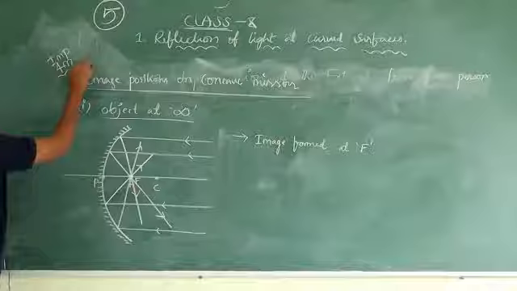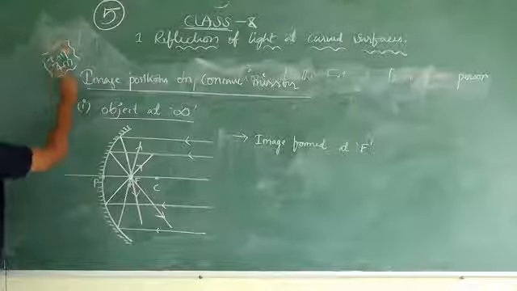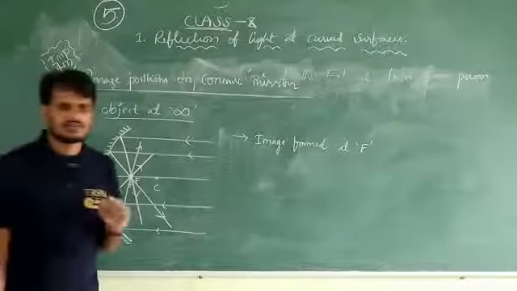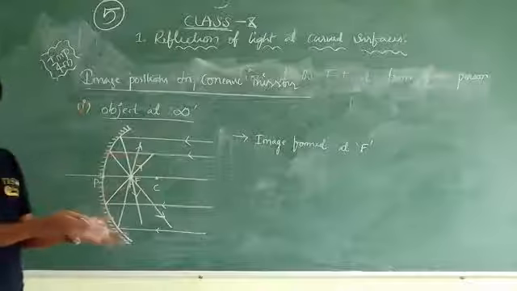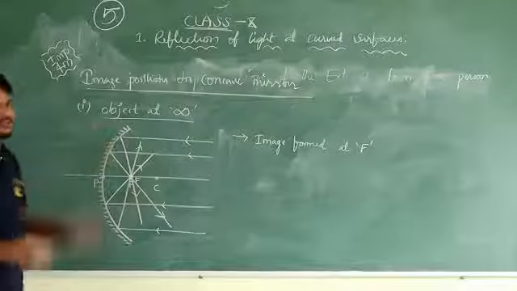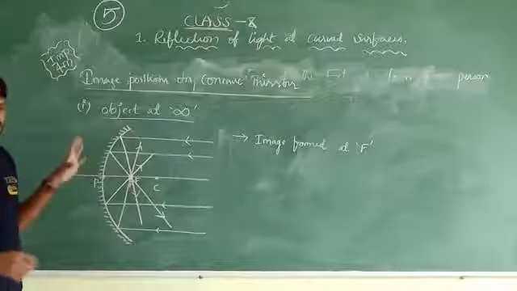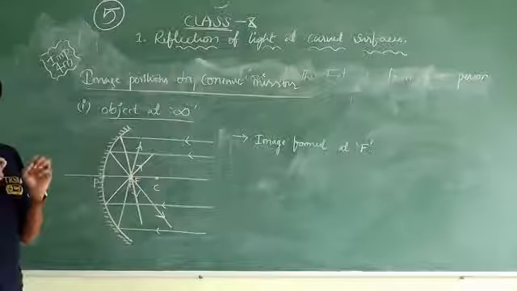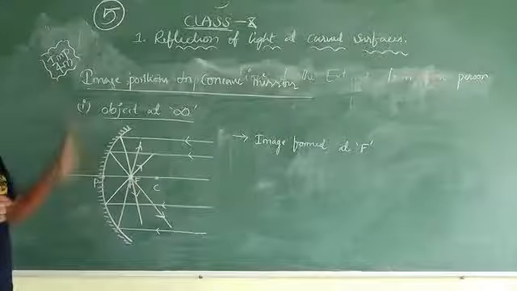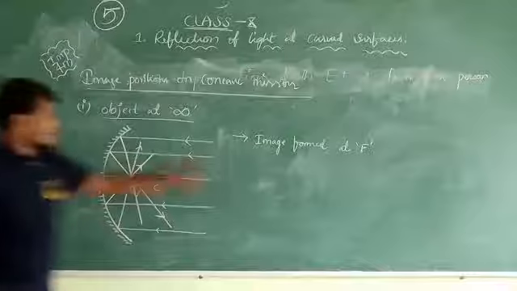Very important, in 4 marks type of questions. Not only 4 marks, we have a lot of chances of questions being asked on image positions. That's why learn these 6 types of positions very sincerely, and you will definitely get some marks. So the image is formed at F.